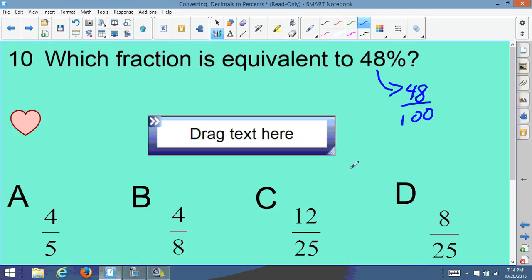So there's the fraction, but if I'm looking at my answer choices here, I don't see 48 over 100. So that means I've got to simplify. So I've got to reduce. They both end in even numbers, so maybe I should divide by 2. So I'm going to let you deal with that, and I'm going to continue on. So you reduce. That'll give you some good practice.